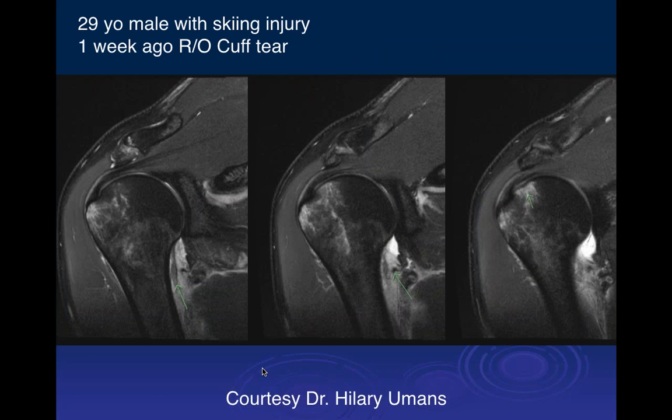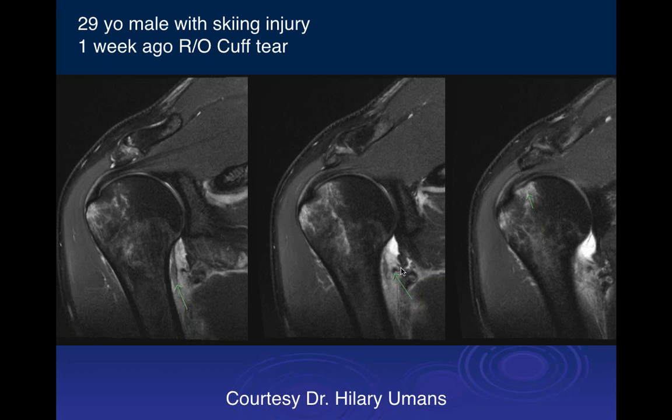We got a 29-year-old male with skiing injury 1 week ago, ruled out rotator cuff tear. We have 3 coronal images, PD fat sat. The rotator cuff tendons are actually intact, maybe a little bit of mild tendinosis, no rotator cuff tear. There is edema of the humeral head and near the insertion, probably some traction changes, but then the abnormality is the green arrow.